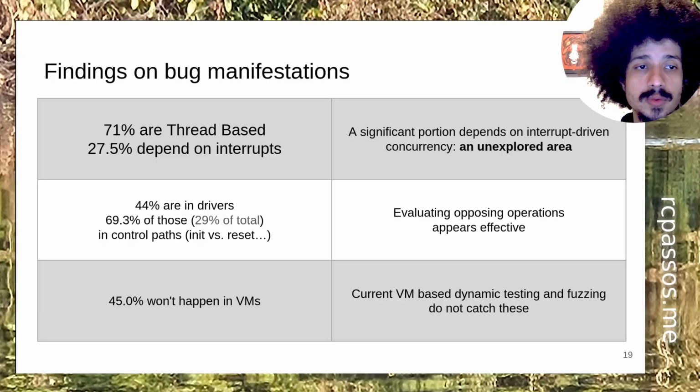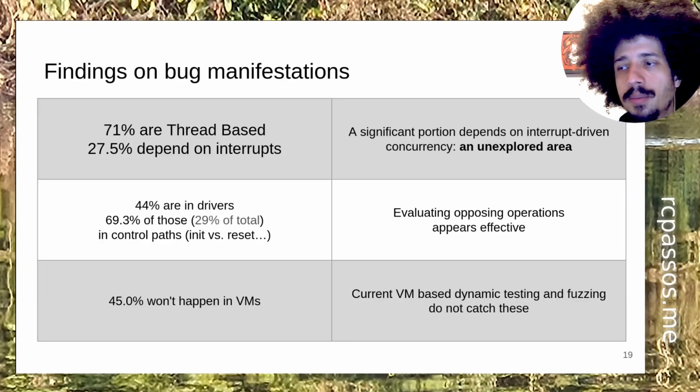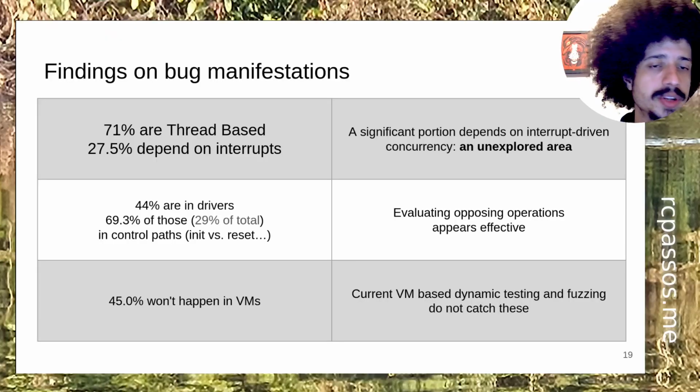44% of those bugs were in drivers, and 69.3% of these driver bugs were in control paths. That is, usually opposing operations, like driver initialization versus driver reset. And from this, we can use this to focus our analysis and maybe try to find good insights in these cases.